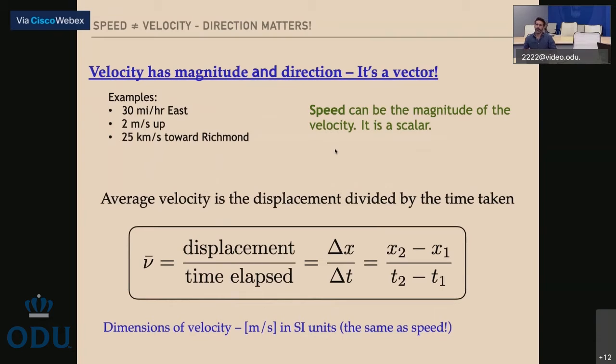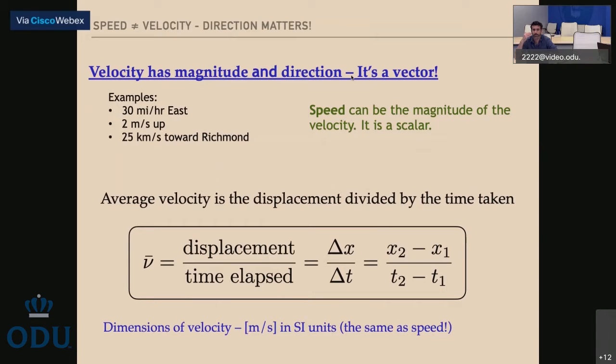But as I said, speed and velocity are closely related. They're both telling us about motion, but they are not exactly the same. The difference between them is the fact that direction really matters in describing, in particular, velocity. So velocity itself is a vector. It has a magnitude, a value, and a direction, okay? And that's what it means to be a vector.